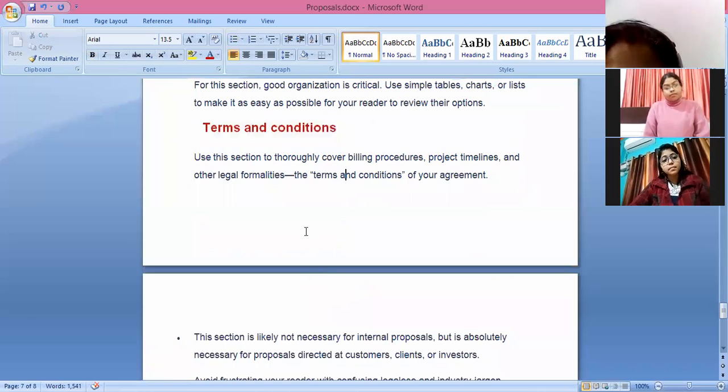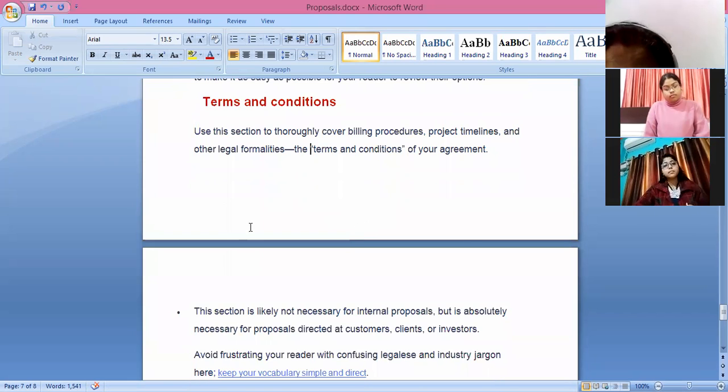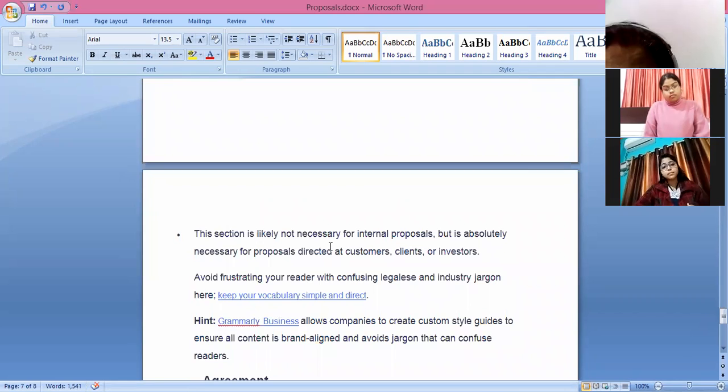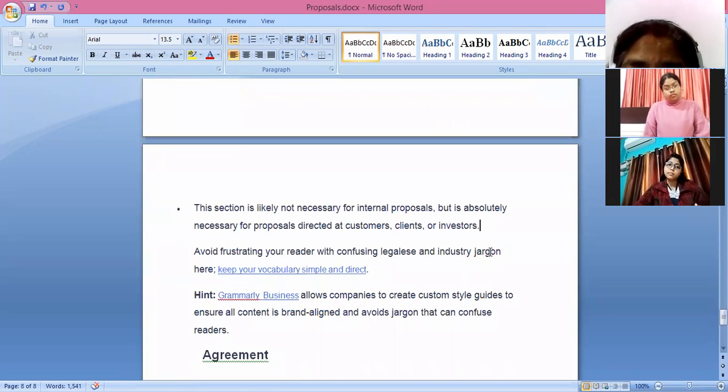Terms and conditions. Use this section to thoroughly cover billing procedures, project timelines, and other legal formalities. The terms and conditions of your agreement. This section is likely not necessary for an internal proposal, but it is absolutely necessary for proposals directed at customers, clients, or investors. So terms and conditions are not necessary in internal, but in external, yes, it is necessary.